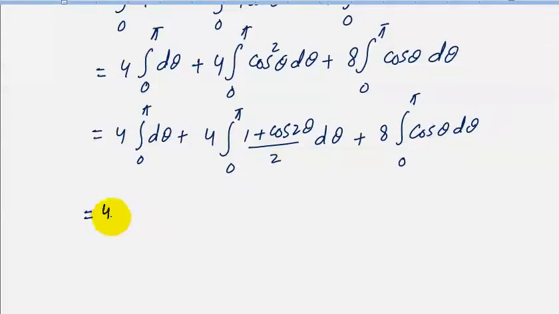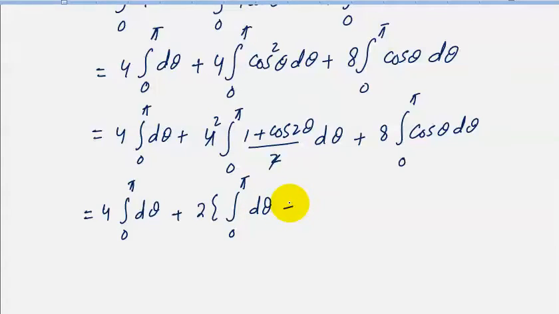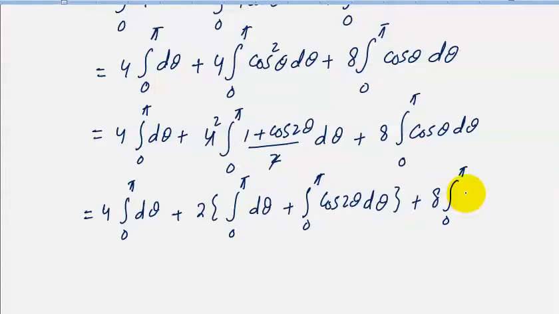This can be written as 4 times integration 0 to pi d theta plus, here 2 and 4 cancel out, 2 times integration 0 to pi d theta plus integration 0 to pi cos of 2 theta d theta plus 8 times integration 0 to pi cos of theta d theta.